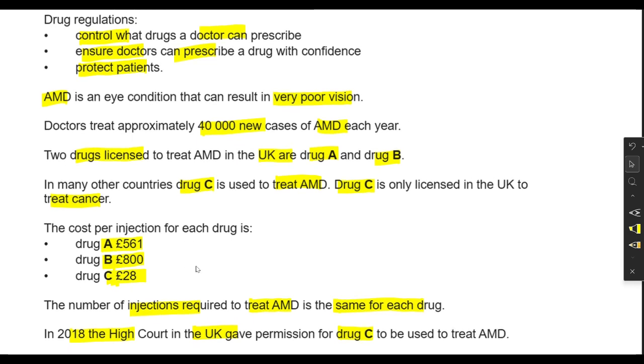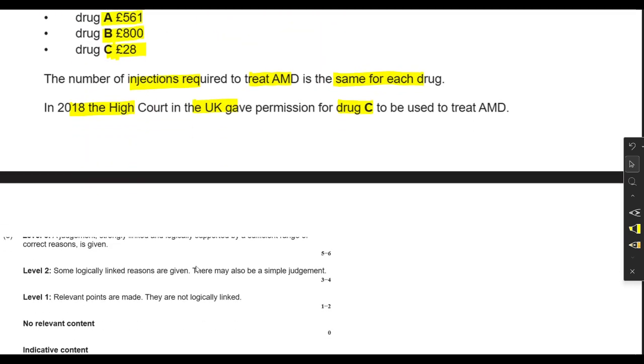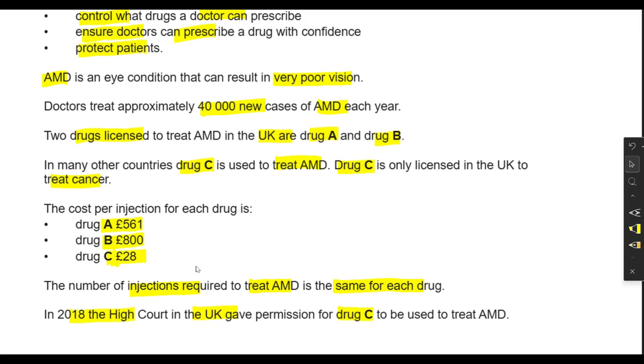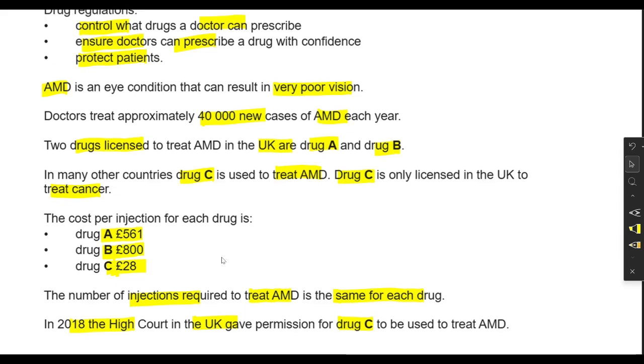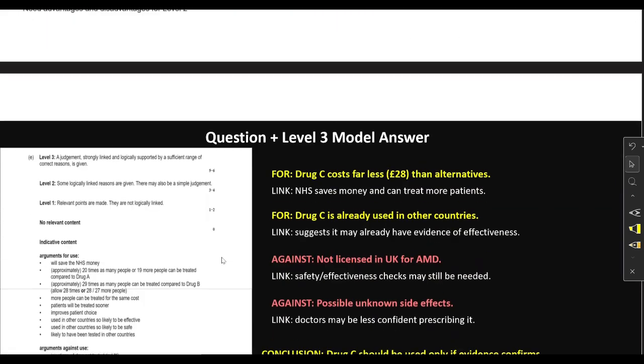Now, you can see the data given, and let's see what the mark scheme says. Pause for a minute. I think you should just try yourself first. What points would you write? And please don't forget to link each point you say. Okay, now let's have a look. This is the answer here.